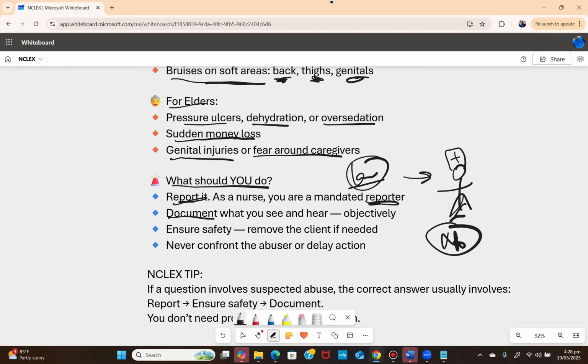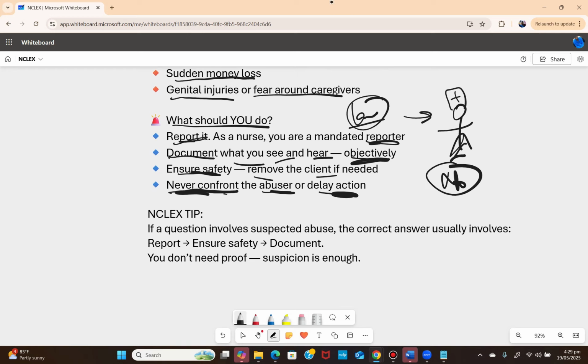Also, you want to document what you see and hear objectively, not subjectively. You want to ensure the client's safety, remove the client if needed from where the abuser is. Now, never, look at this one, it's very important, never confront the abuser or delay action. The action is to report. Never delay the action. Now, if your question involves suspected abuse, the correct answer usually involves what? To report, ensure safety, and what? Document. You don't need proof before you report abuse or neglect. Just suspecting it is enough. Right. All right.